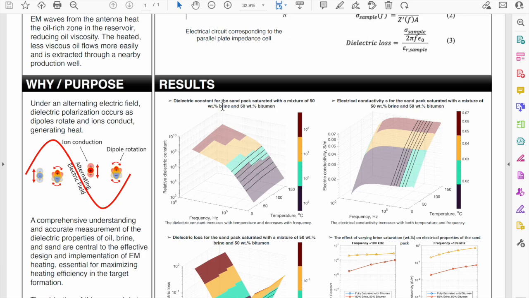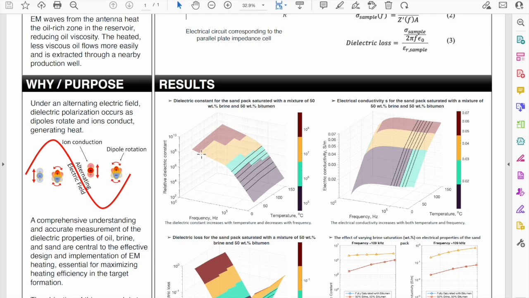The 3D view of the dielectric constant for the sandpack saturated with a mixture of 58% brine and 58% bitumen is presented as a function of temperature at various frequencies. At a constant temperature, the dielectric constant decreases significantly with increasing frequency.